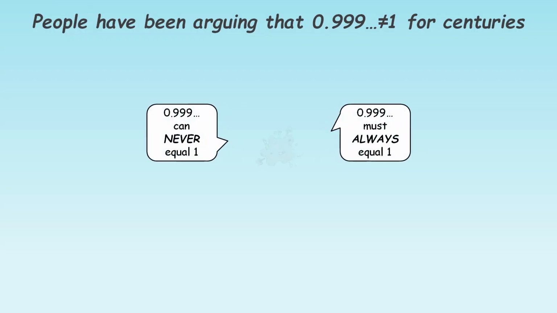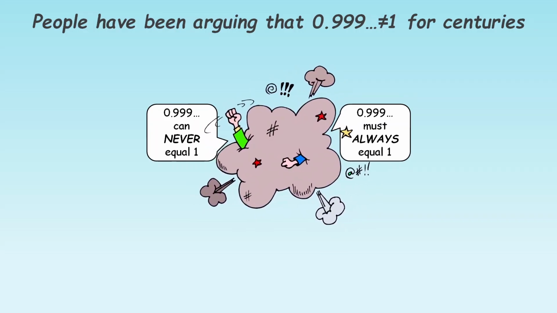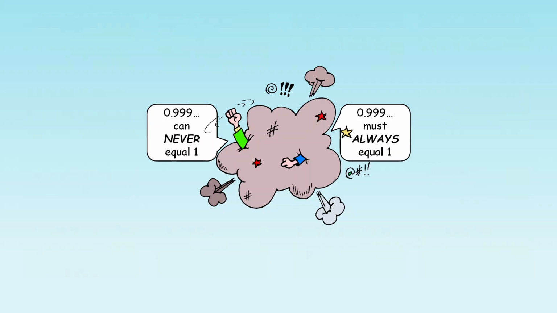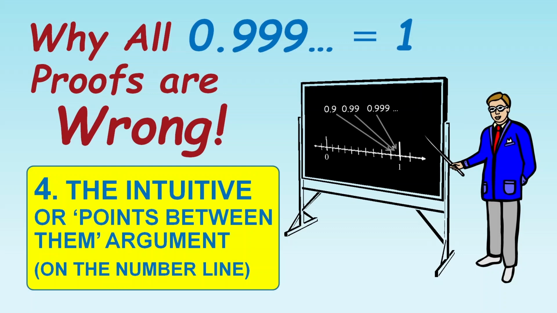People have been arguing for centuries that 0.9 recurring can't equal 1. This might be because we can produce a pretty good argument against any proof that 0.9 recurring equals 1. And we will examine one of those arguments now.